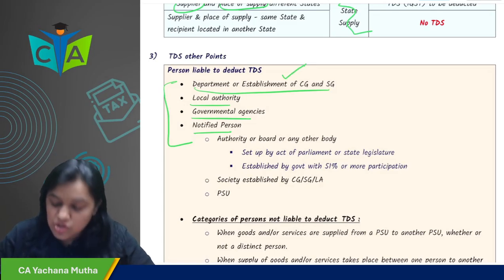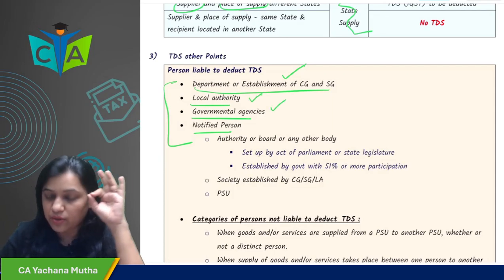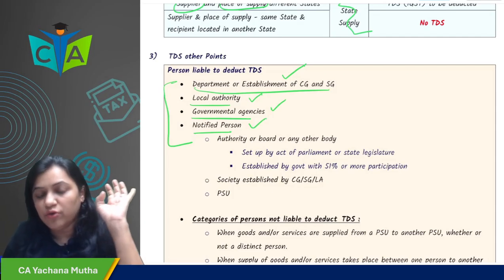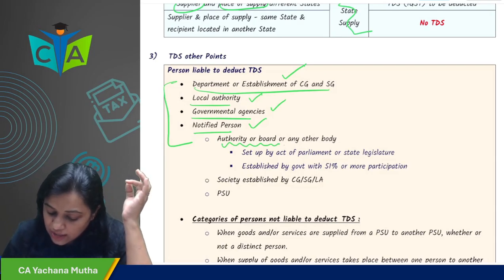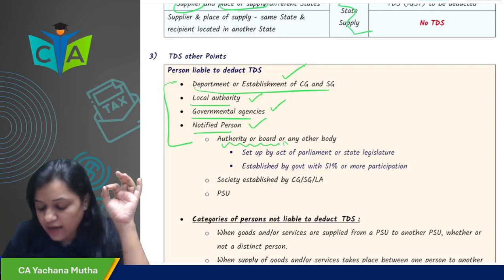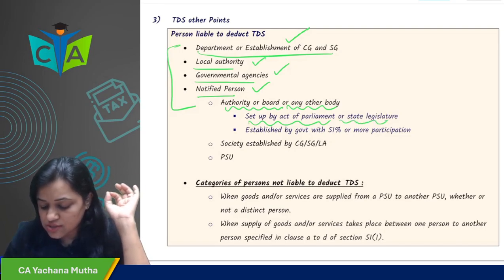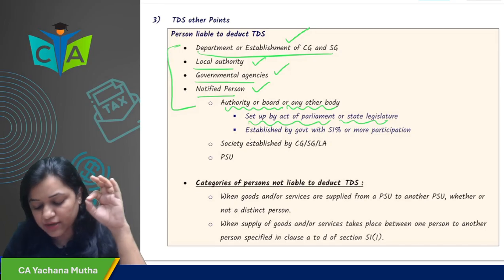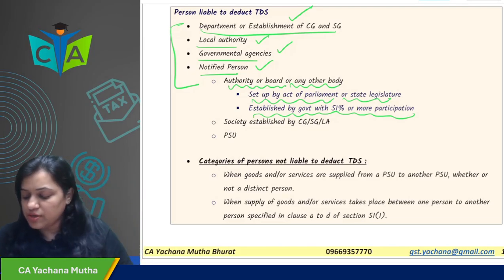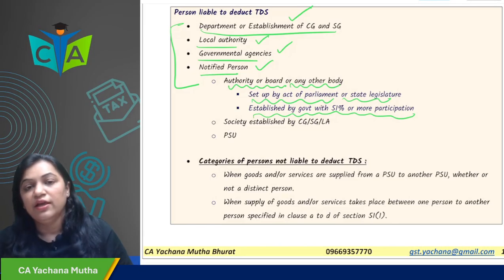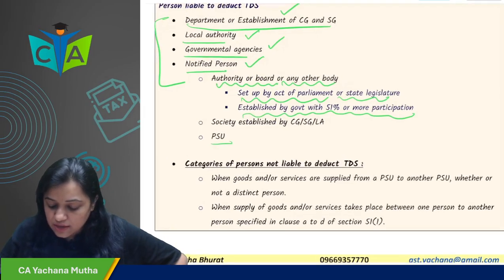Department or establishment of central government, state government, local authority, governmental agencies are required to deduct TDS, and notified persons. Who are the notified persons? An authority or board or any other body set up by an act of parliament or state legislature, established by government with 51% or more participation, and a society established by central government, state government, local authority, and a PSU. All these are required to deduct TDS.